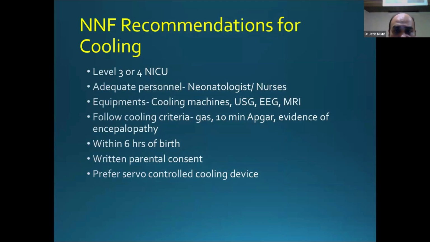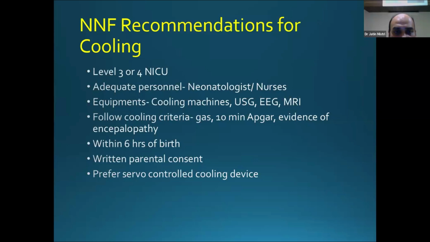There should be adequate personnel, neonatologists or nurses. Even if you are using low-tech devices, there should be 1:1 nursing for that. The equipment should be cooling machines, preferably servo control, they said. There should be EEG and MRI follow-up as well. For cooling criteria, a blood gas should be used, 10-minute Apgar scoring should be taken into the picture, and there should be evidence of encephalopathy. It has to start within 6 hours of birth, and there should be written parental consent for that. And prefer the servo control cooling devices.